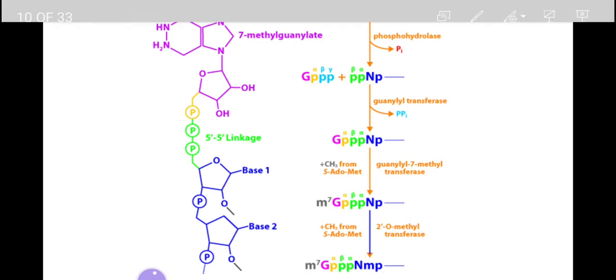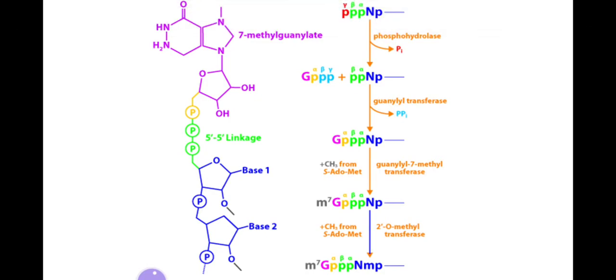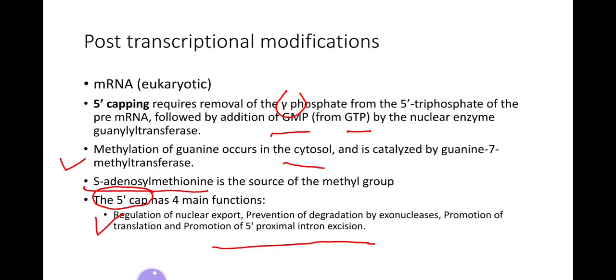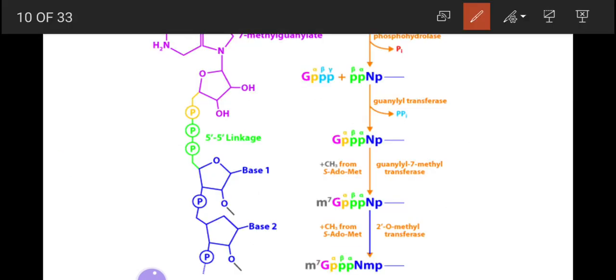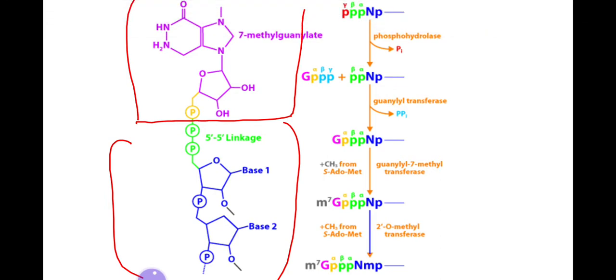This is a very excellent picture of how the 5' cap is added. The upper purple color is the cap portion, and this is the RNA portion. First of all, see that there were three phosphate groups at the right hand side, and at the top of the picture the two phosphates, alpha and beta, are green, and the gamma phosphate is red. This gamma phosphate has been removed by the phosphohydrolase.